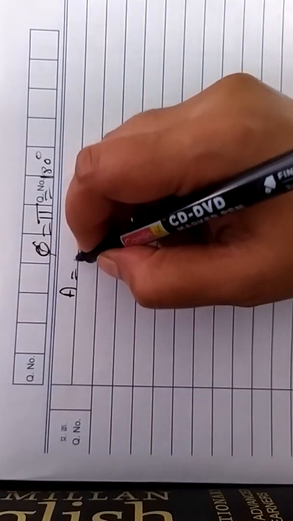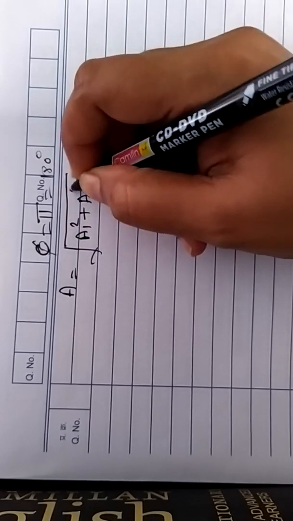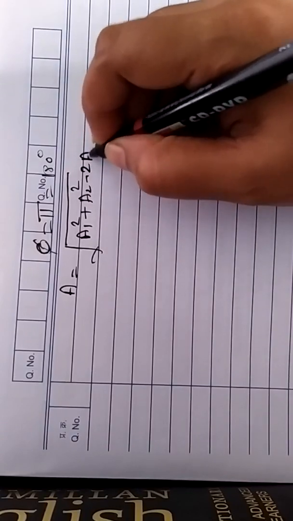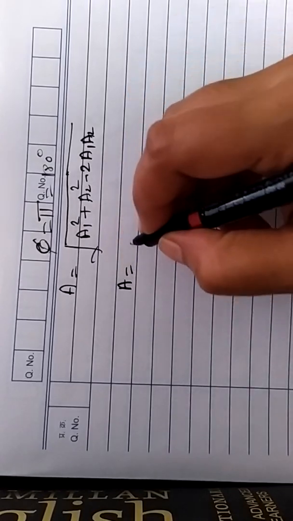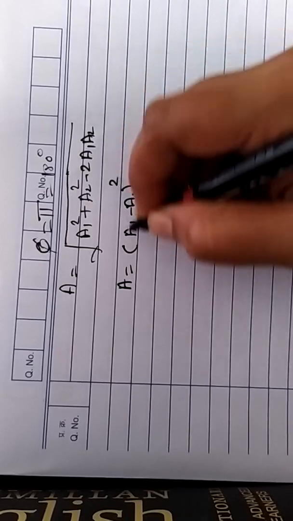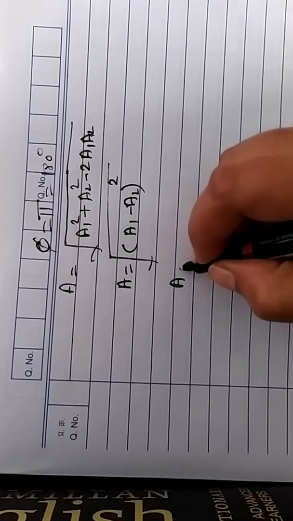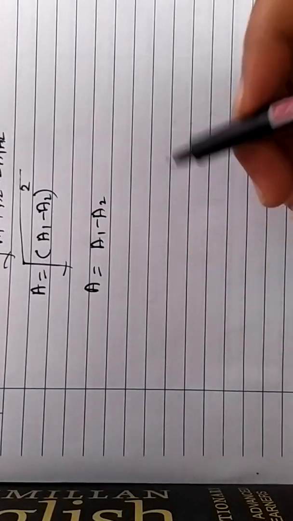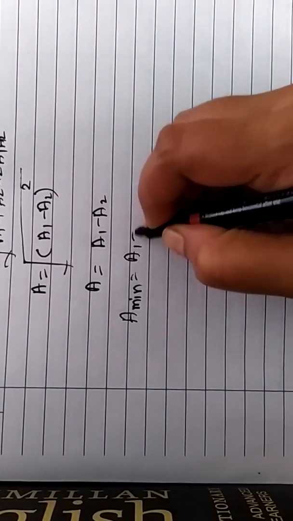Therefore, the resultant amplitude A is equal to the square root of A1 square plus A2 square, with cos 180 being minus 1, so minus twice A1 A2. The resultant amplitude A is equal to the square root of (A1 minus A2) whole square. The square and square root get cancelled. Therefore, the resultant amplitude is A1 minus A2, which is the minimum amplitude. Hence, A minimum is equal to A1 minus A2.